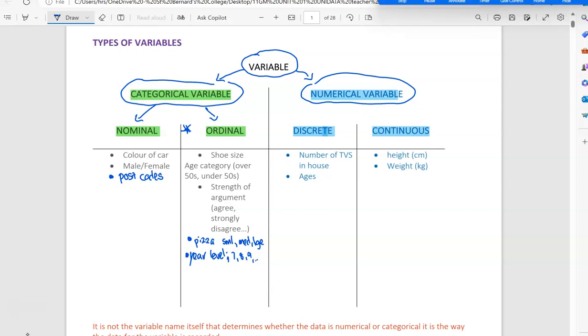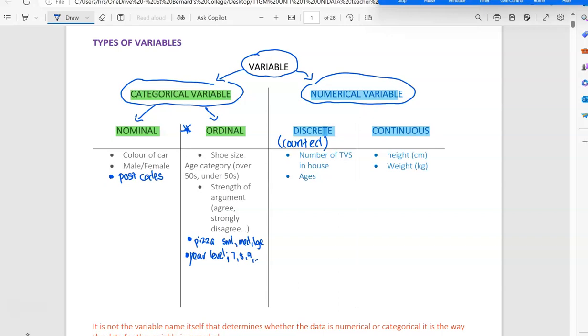Discrete is when you collect the data, and a good way to remember this one, right underneath, is that it was counted. You actually counted it. Say we went around the class and asked the number of TVs you have. You're actually going to count it. You're not going to have an in-between number, like 3.5 TVs, are you? You're going to have a dead set 3, 4, whatever number.